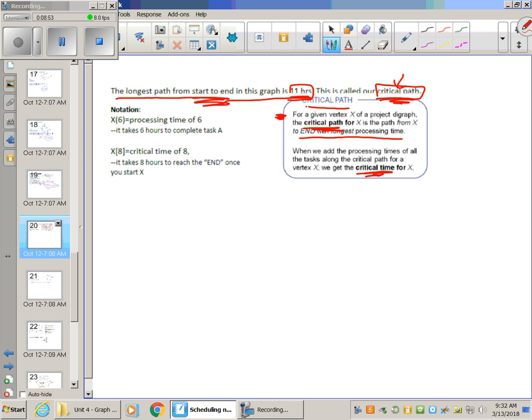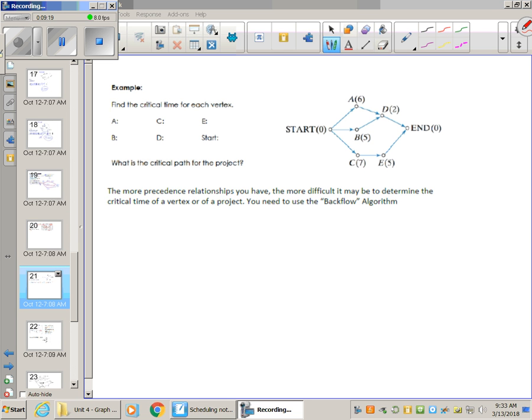As far as the notation goes, we talked about this right here. That just means the processing time it takes to complete a certain task. But in brackets, so not parentheses anymore, that number is going to represent the critical time, the longest amount of time it takes to go from that vertex to the end. And we're going to use that information again to find the critical path. Finding the critical time for each vertex is important for finding the project minimum time. The longest path to the end is the minimum amount of time we need to complete all the tasks.